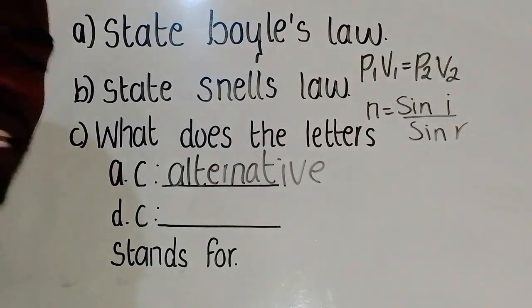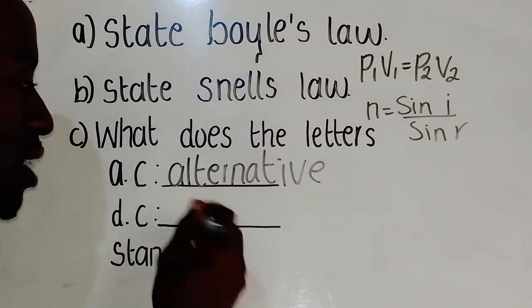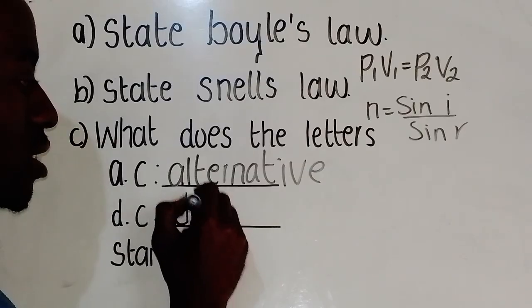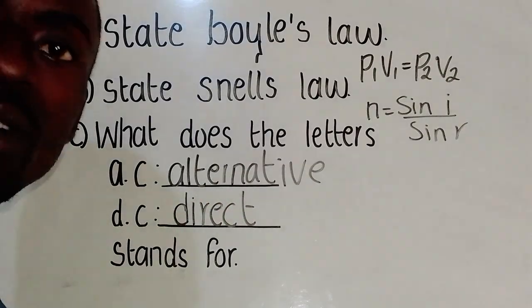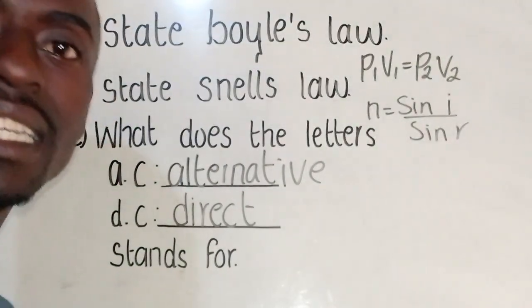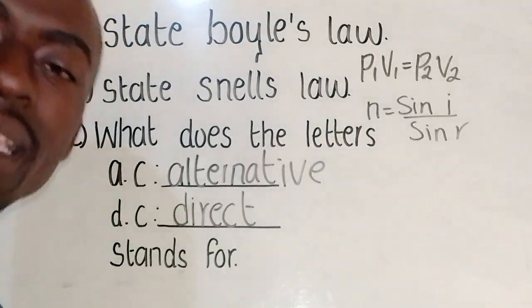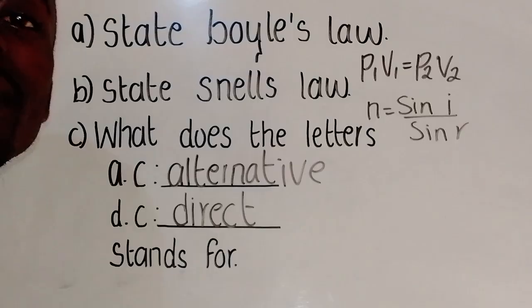Now how about DC? DC stands for direct current. Direct current is one which flows in one direction. This type of current has a frequency of 0, and the main sources of direct current are solar and batteries.